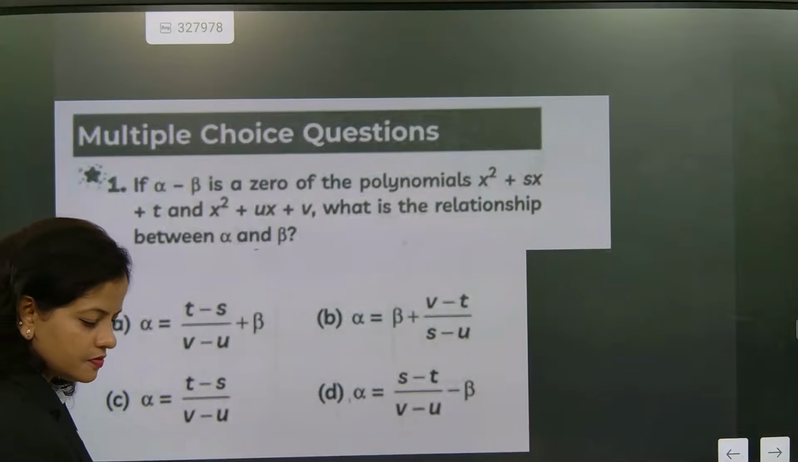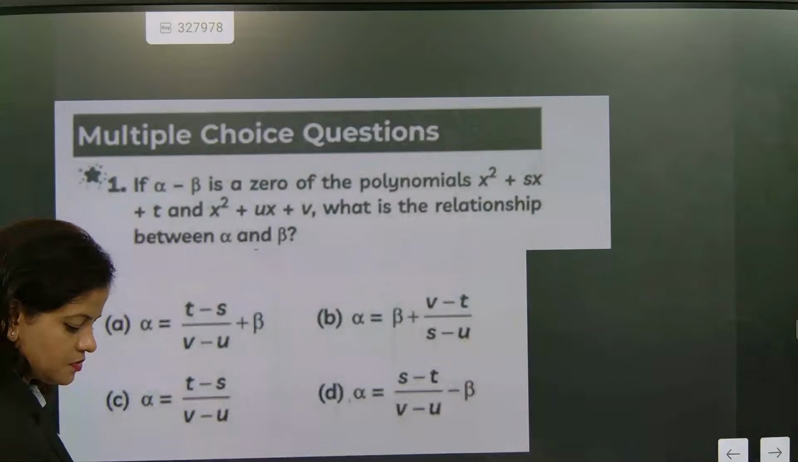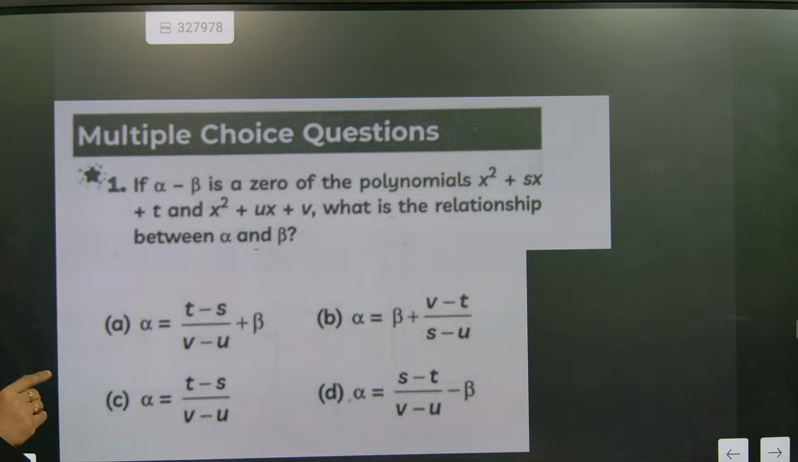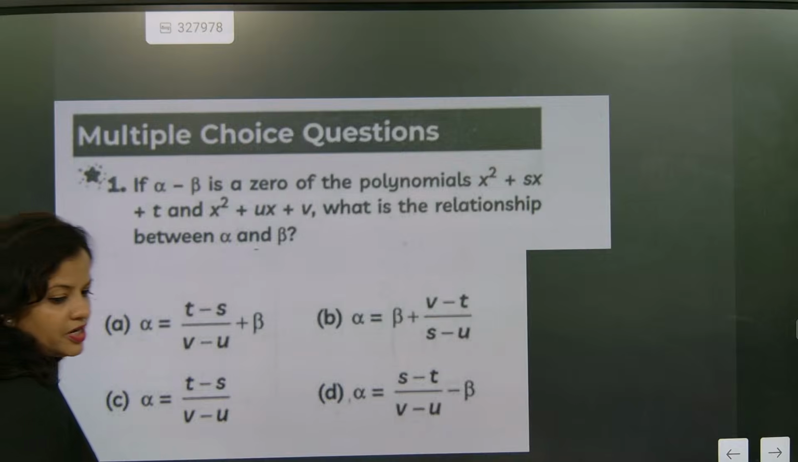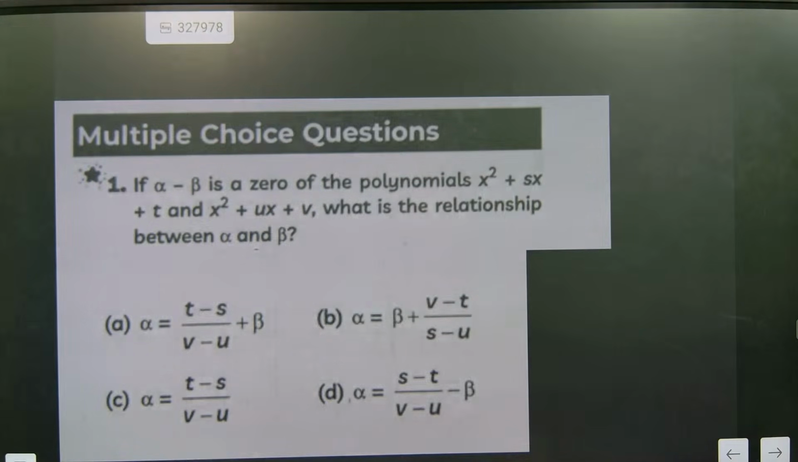Go for it. Alpha minus beta is a zero of polynomial and is a zero of the polynomial. This and this. Okay, alpha minus beta is the zero of the polynomial for the first one also and the second one also. Go for it. So if alpha minus beta is the zero of one polynomial, alpha plus beta will be the zero of another polynomial. Check this question.